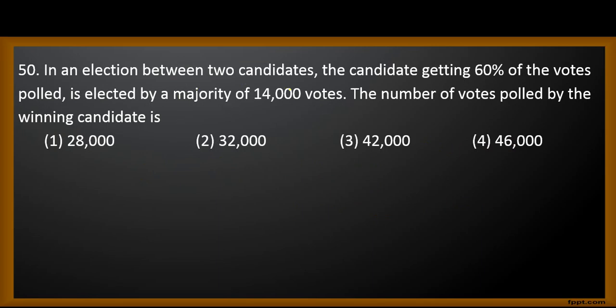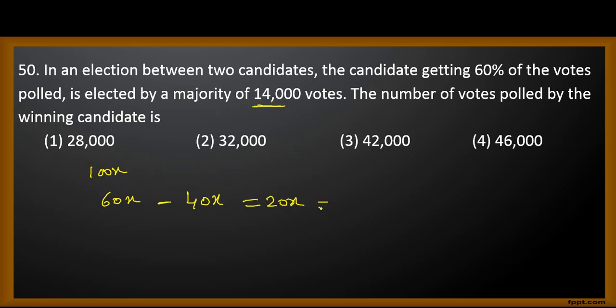In an election between two candidates, the candidate getting 60% of the votes polled is elected by a majority of 14,000 votes. The number of votes polled by the winning candidate is? Let the number of votes polled be 100x, then the first person will get 60x and the second person will get 40x. What is the difference? 20x. But according to the question, it is given how much? 14,000, because he is elected by a majority of 14,000.